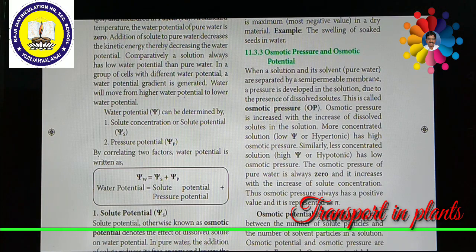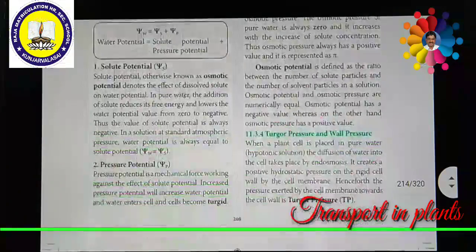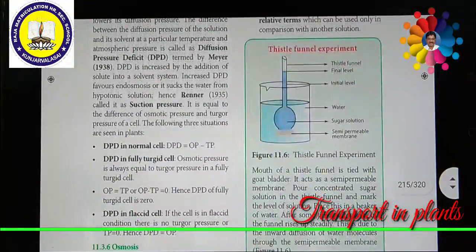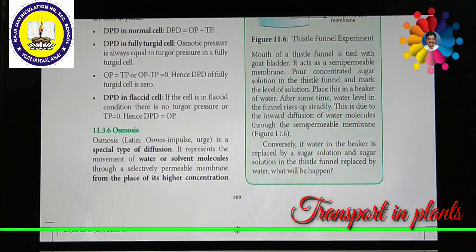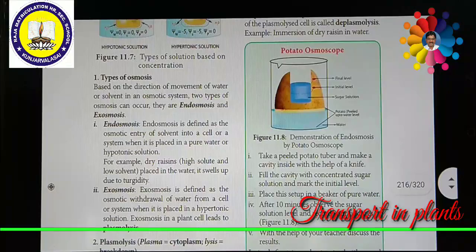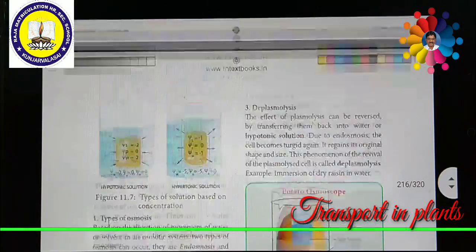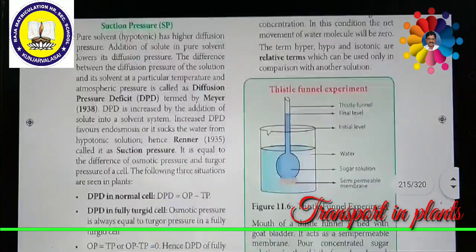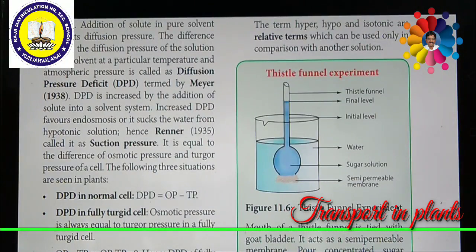Basically it is two types, namely endosmosis and exosmosis. What do you mean by endosmosis? What do you mean by exosmosis? We can understand that. What are the different types of osmosis? We can understand the phenomena of osmosis in this picture. Later on, I shall explain about this experiment. As far as practical examination is concerned, this experiment is very important: the thistle funnel experiment, or osmosis experiment.